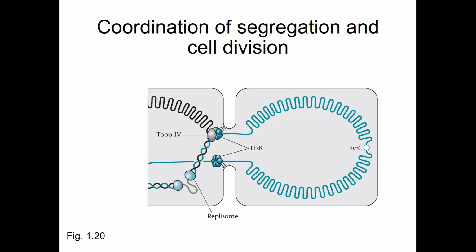Okay, so here you can see in this figure, here's the replication fork, also known as the replisome. And here you have the formation of catenates. So the black line is one sister chromosome, the blue is another, and you can see here they're interlinked. So the cell begins to divide. FtsK is that DNA translocase that's associated with the septum. It's interacting with topoisomerase 4, which can break both strands of DNA and begin to resolve these catenates before the cell completely divides, meaning that each daughter cell will get one copy of the chromosome.